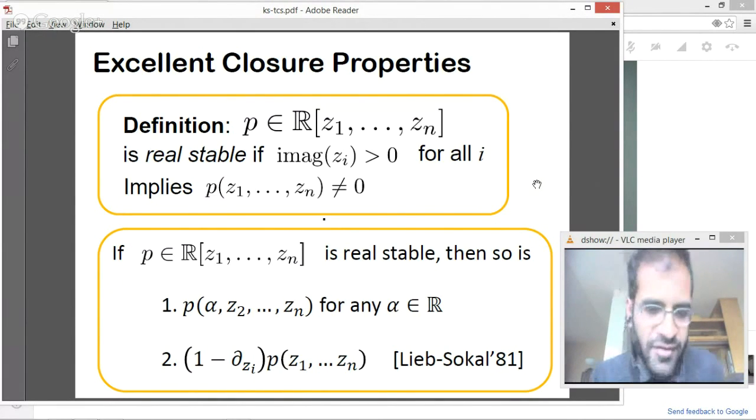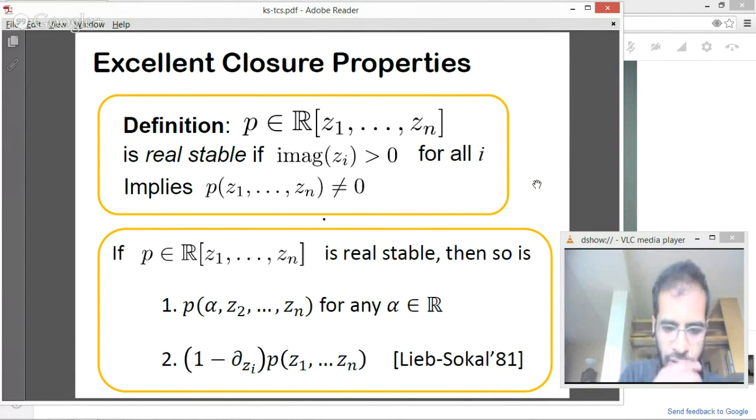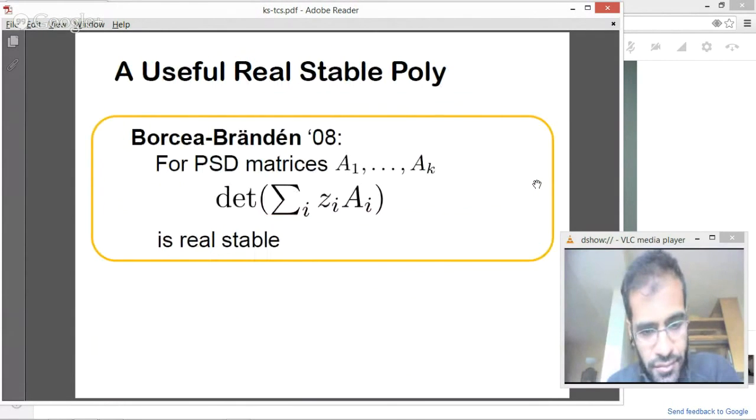If I have p, and I look at p minus the partial derivative of p with respect to some zi, which I'm going to denote by (I minus partial zi) times p, this is also real rooted. This was proved by Lieb and Sokal in 1981, and it's a short exercise. It's basically just the Gauss-Lucas theorem. Okay, so these are the closure properties that I'm going to use.